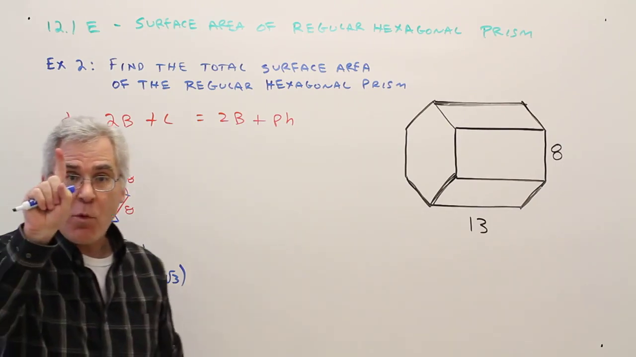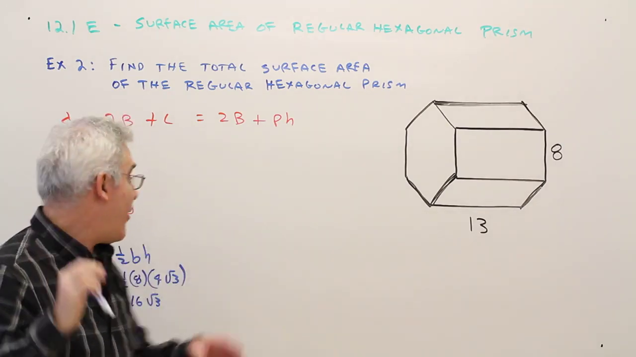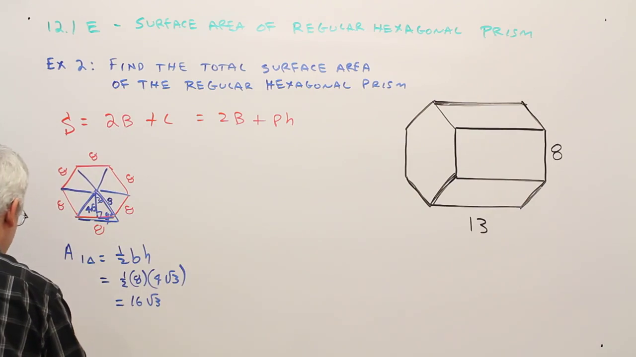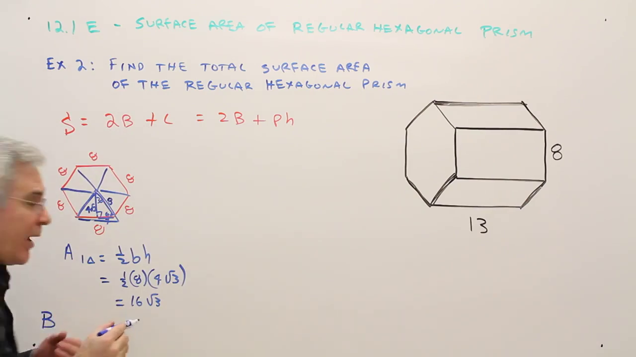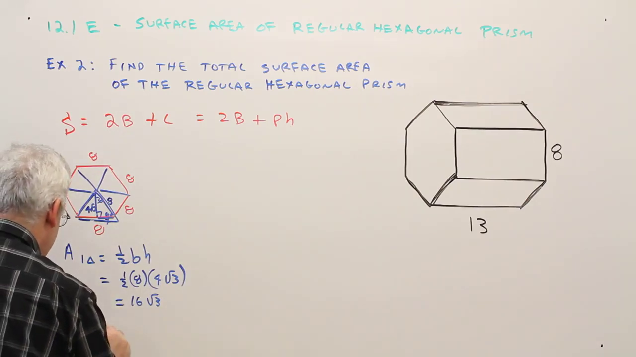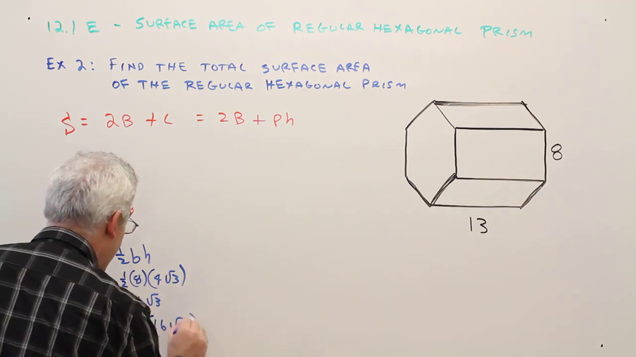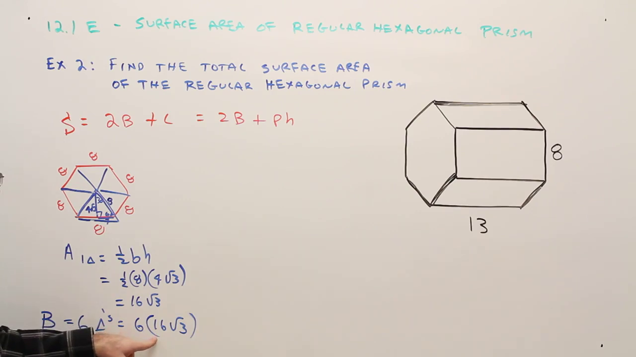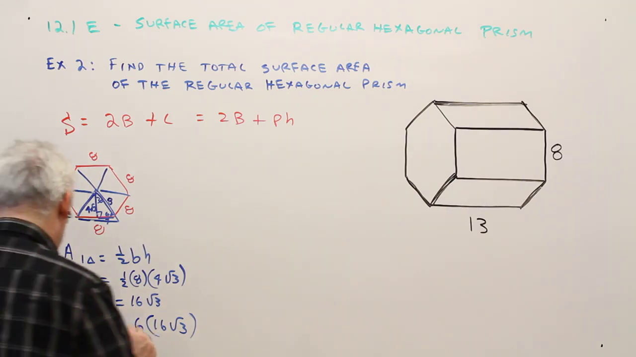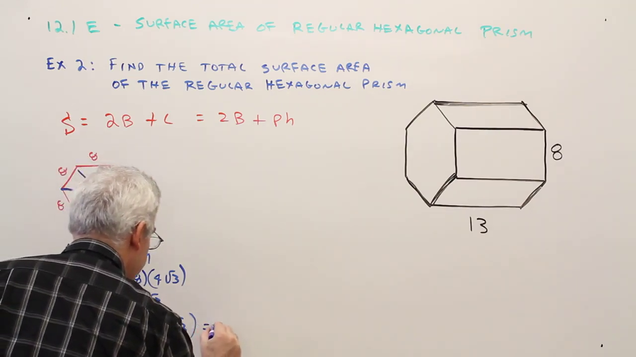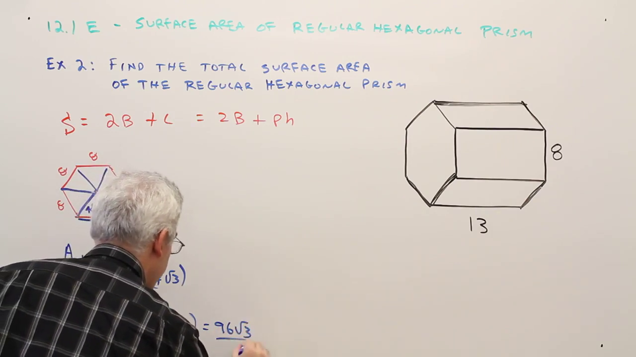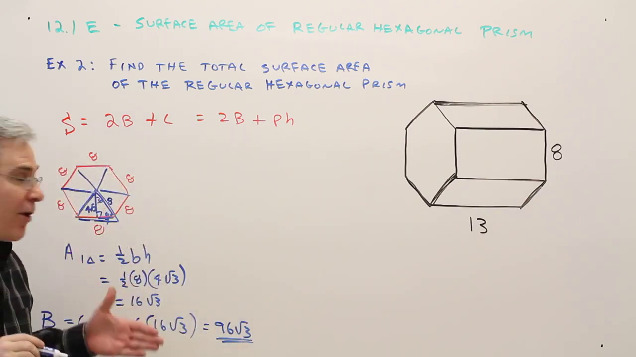Now that was just for one triangle. So to find the area of the hexagon, so that would be the area of the whole base, that would be 6 triangles, which would be 6 times 16 rad 3, and 96 rad 3. So that's going to be the area of the base.